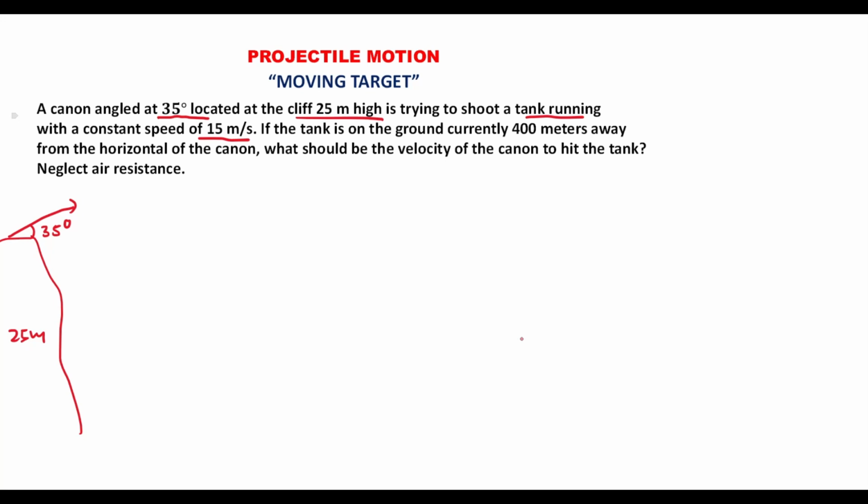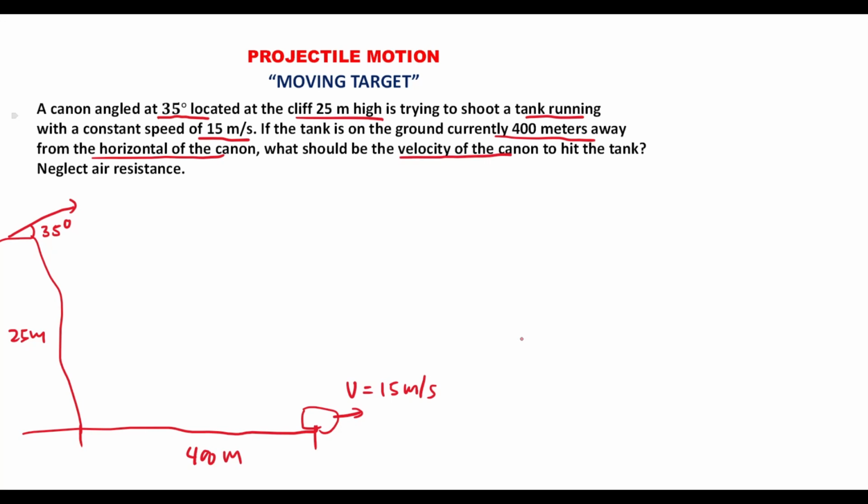Then the tank is on the ground, currently 400 meters away from the horizontal of the cannon. So this one is the horizontal of the cannon, and we have the tank with a speed of 15 meters per second, and the distance from the horizontal of the cannon to the tank is 400 meters. Then what should be the velocity of the cannon to hit the tank?